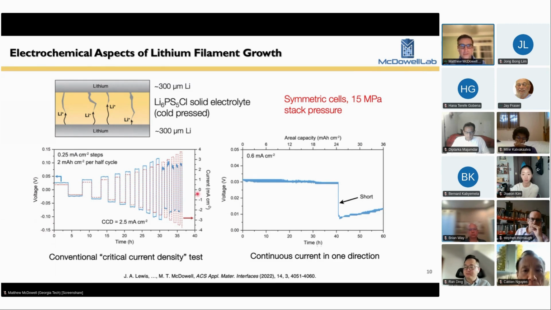And also something that was rather surprising is in these particular cells with a sulfide-based electrolyte material, ignoring this critical current density test, if you just applied a constant current density, even relatively low current density for a long enough time, we always short-circuited our cells. So the short-circuiting problem is really pervasive and a challenge to overcome.